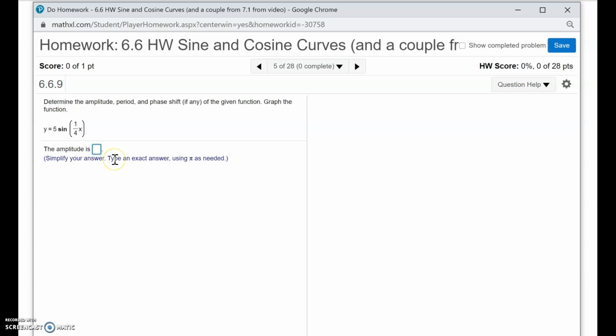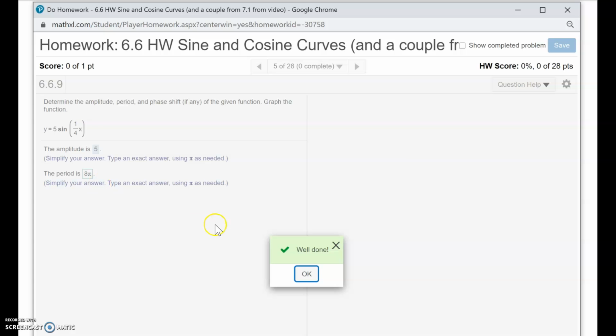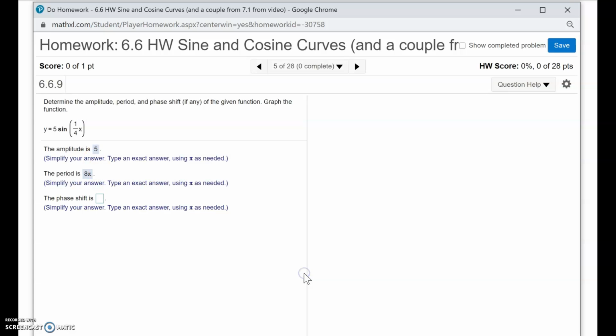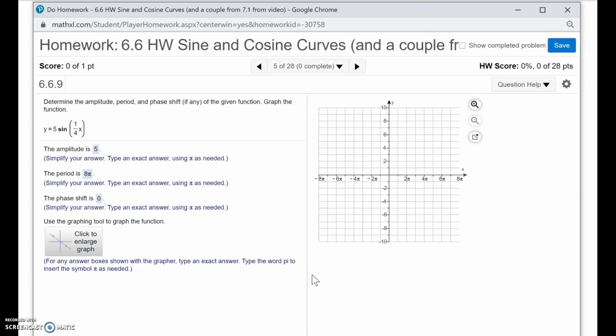So in this problem, the amplitude is 5. That was easy. The period, remember, is going to be 2 pi divided by this number. So 2 pi divided by 1/4 is 2 pi times 4. That's 8 pi. By the way, I just typed in pi and the computer knows it's pi. Phase shift, left or right: there's no number added to or subtracted from x, so there is no phase shift. So we put 0. And now we're going to graph it.